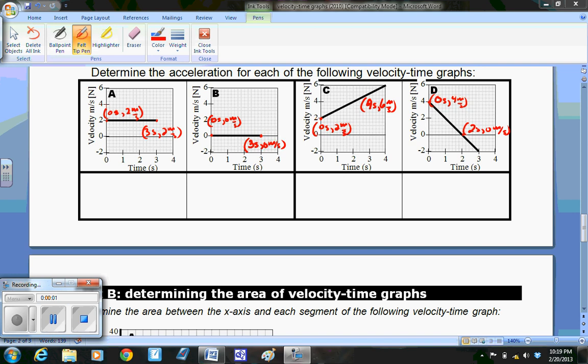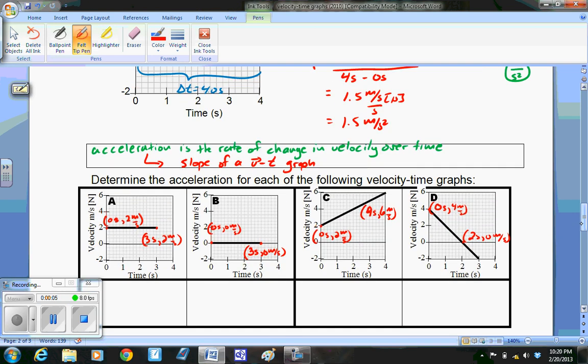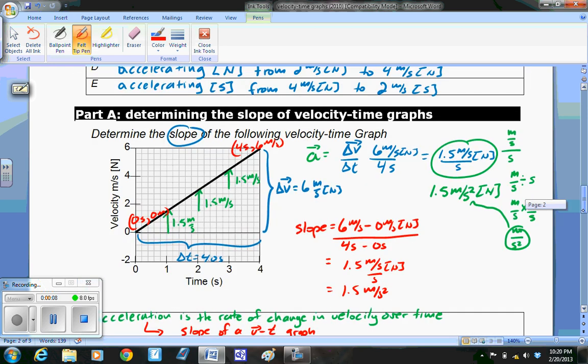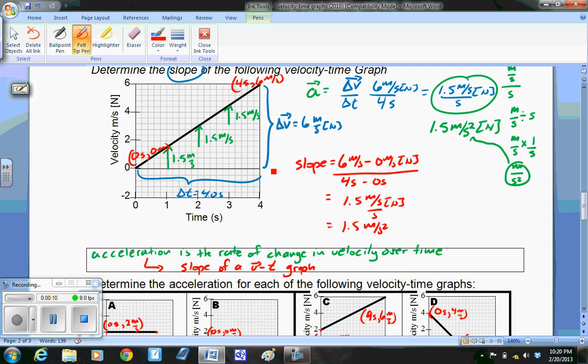Okay, we're going to continue our analysis of slope and velocity graphs. If you recall, by finding the slope of a velocity-time graph, so the change in the velocity over the change in time, we're really finding the acceleration.